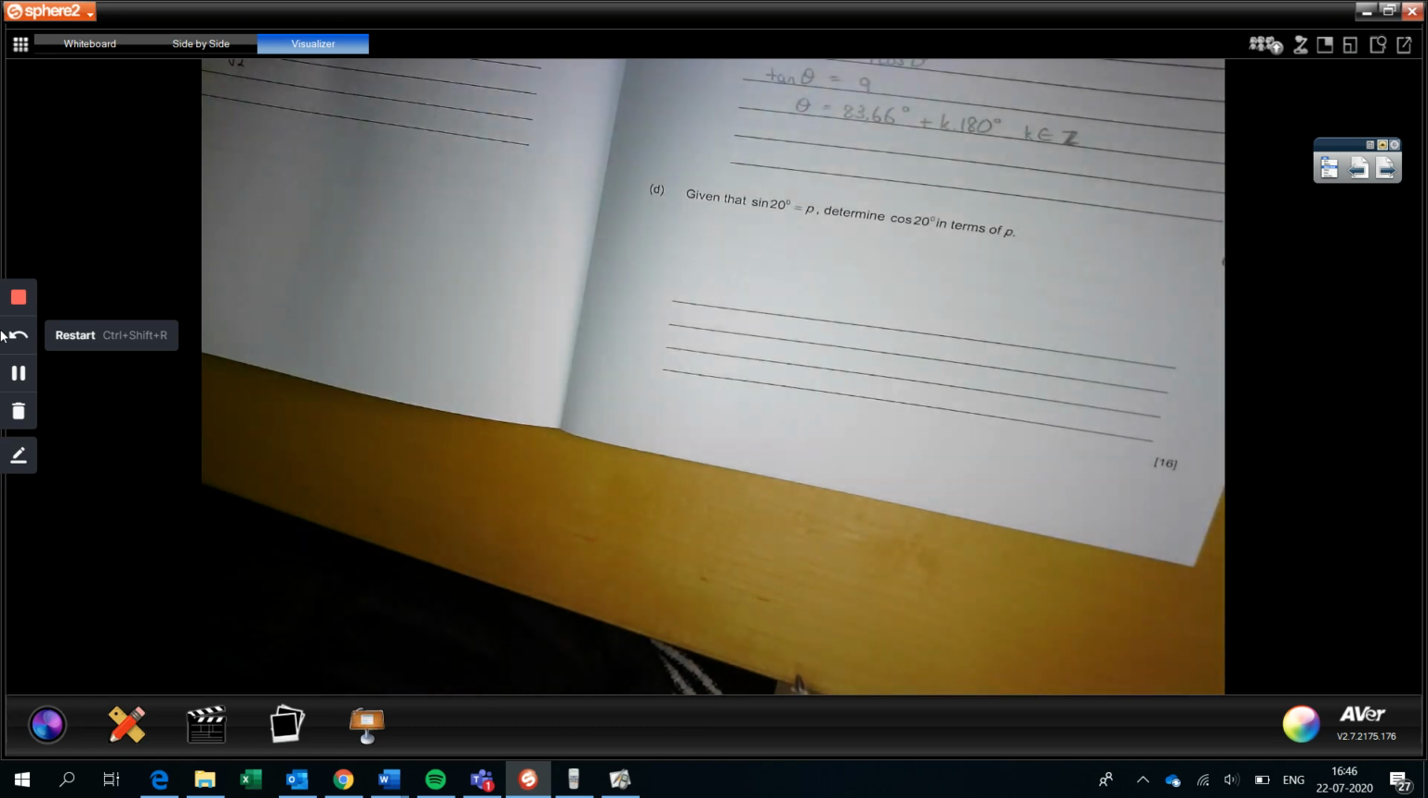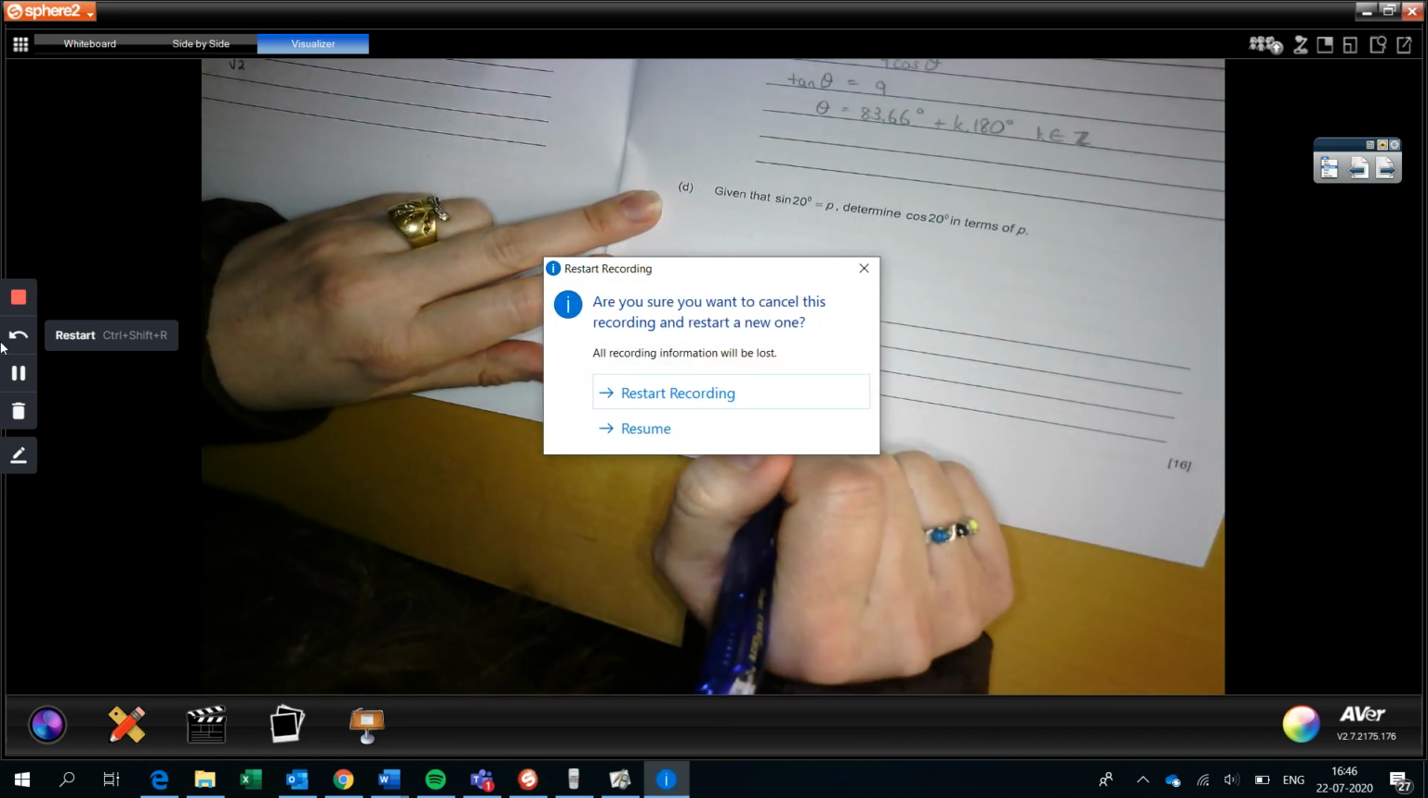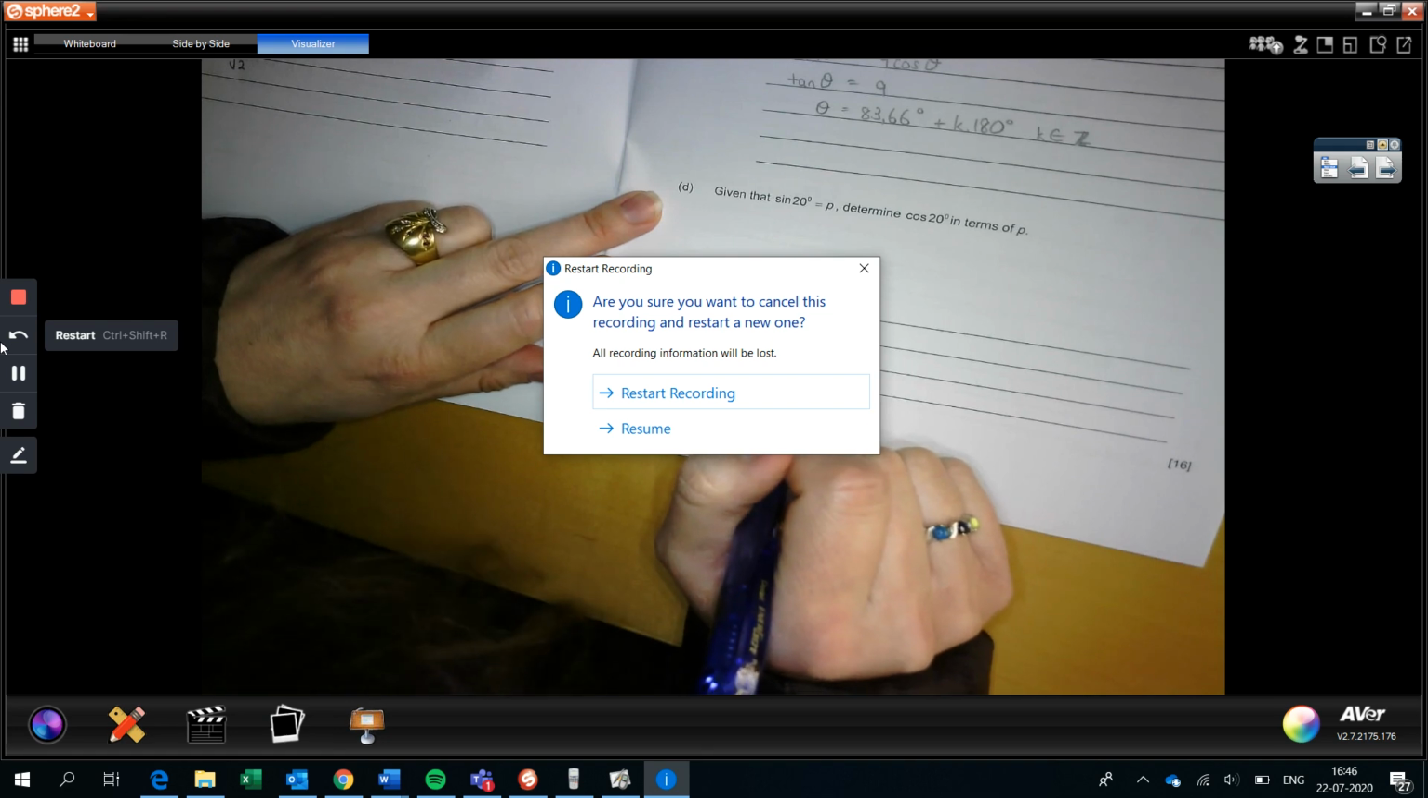And then for D, you're given that sine 20 degrees is P, and you've got to determine cos 20 in terms of P.